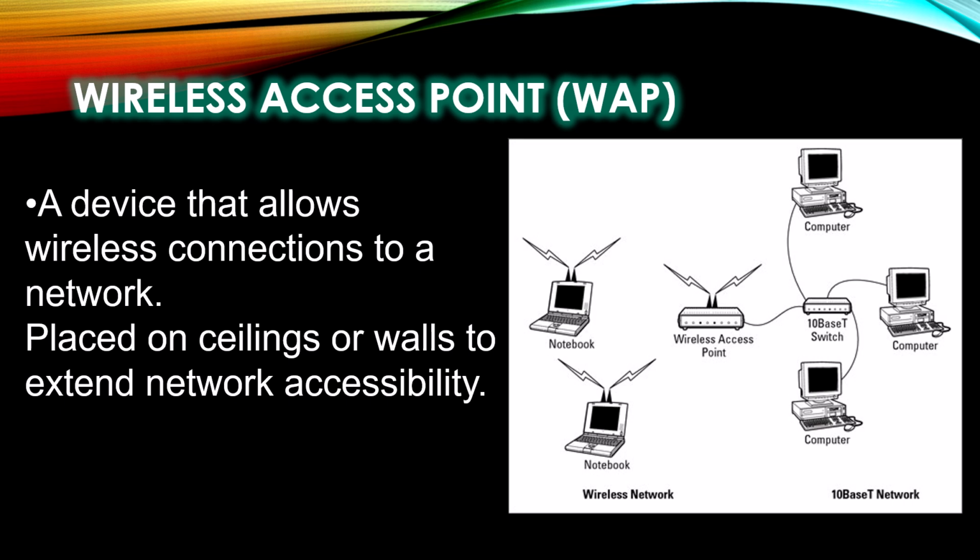A wireless access point allows devices to connect to the network wirelessly. You'll often find these on ceilings or walls. They help extend the network and reduce messy cables.